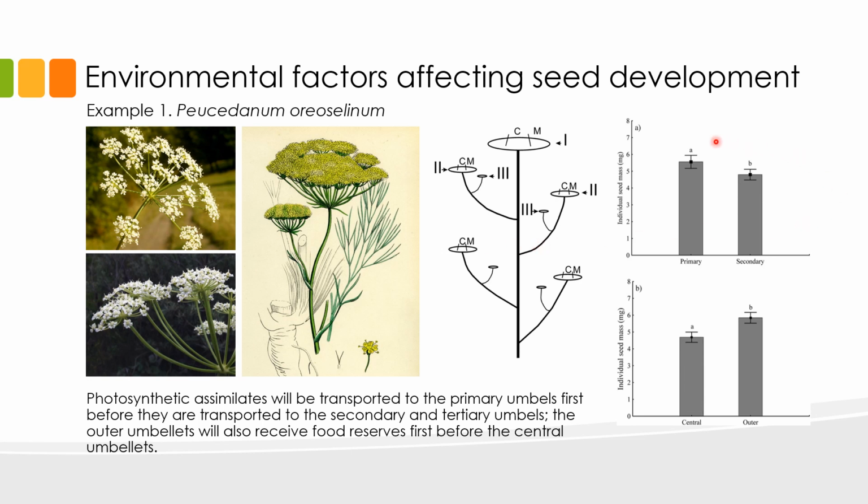Now, the data on the right illustrate how photosynthetic assimilates are transported within a flower. In this first histogram, you can see that the primary umbel produced heavier seeds compared to the secondary umbel. And this is expected because normally photosynthates are transported to the umbels that develop first, and those will be the primary umbels. The second histogram shows heavier seeds from the outer umbellets within an umbel. Again, this is because the outer umbellets would have developed first compared to the central umbellets.